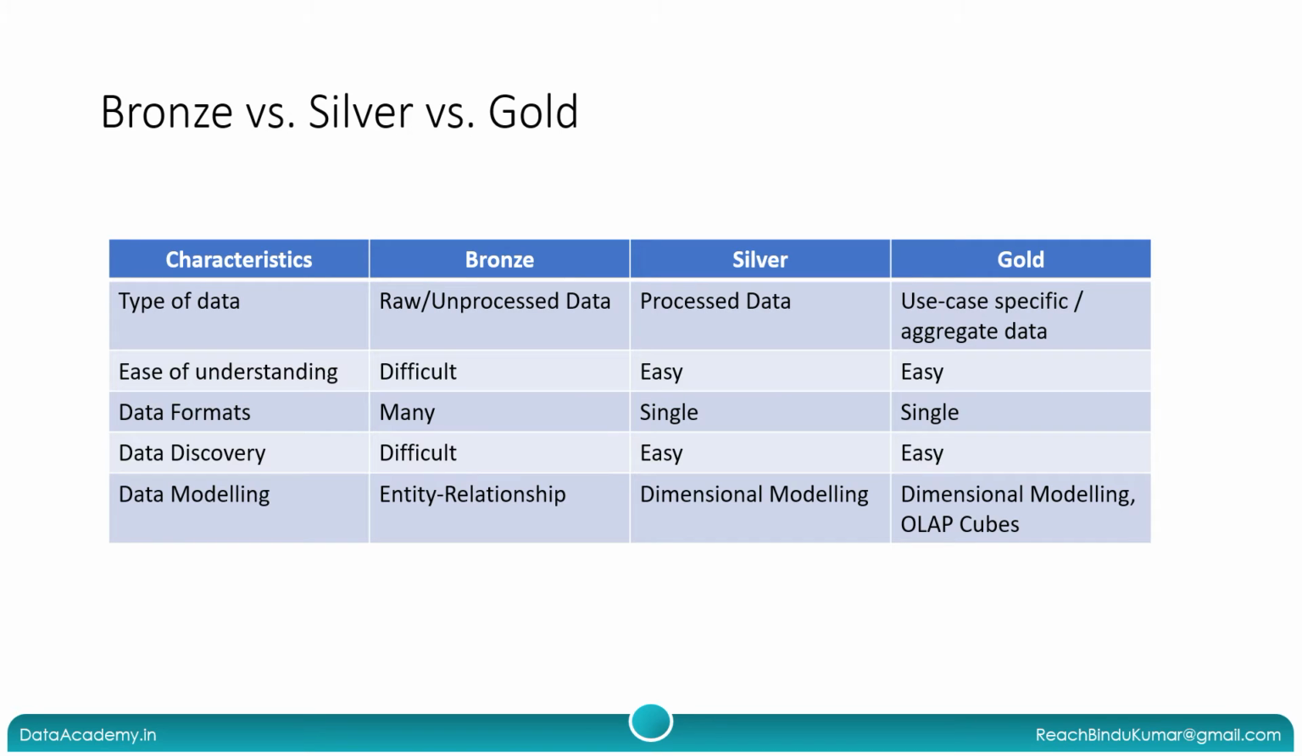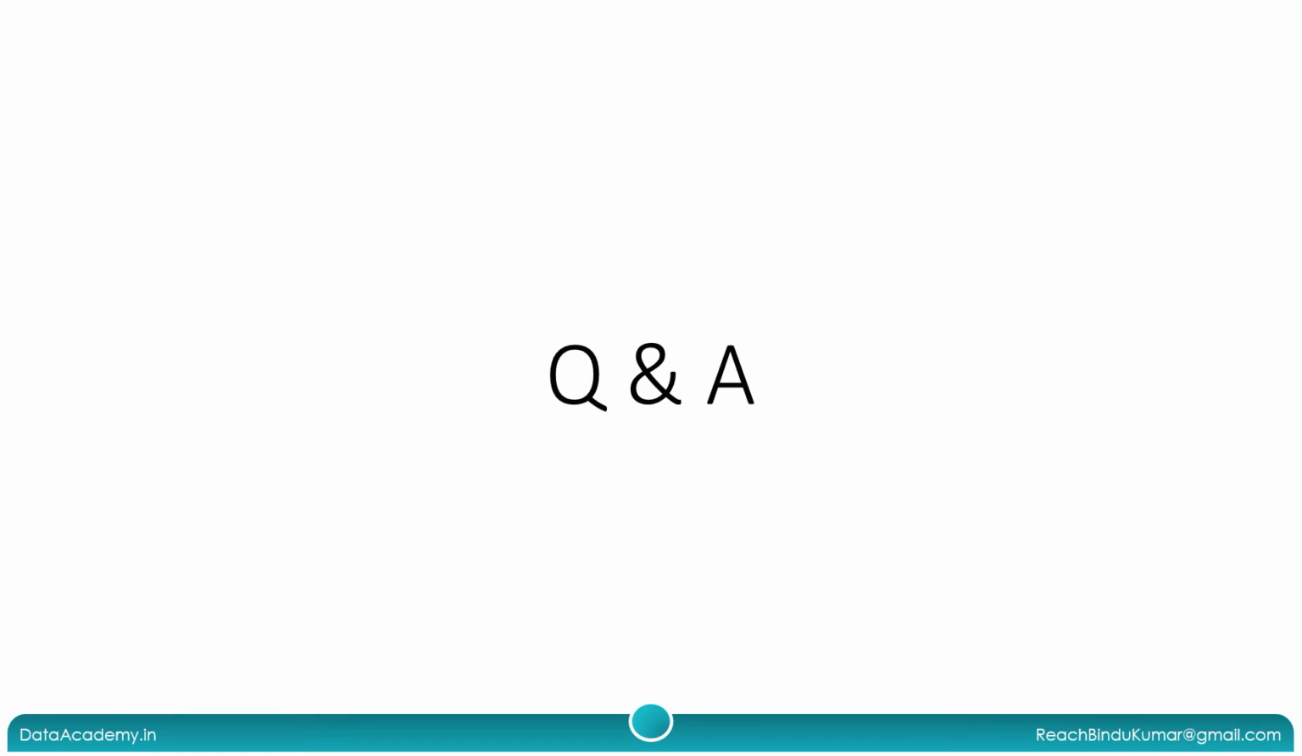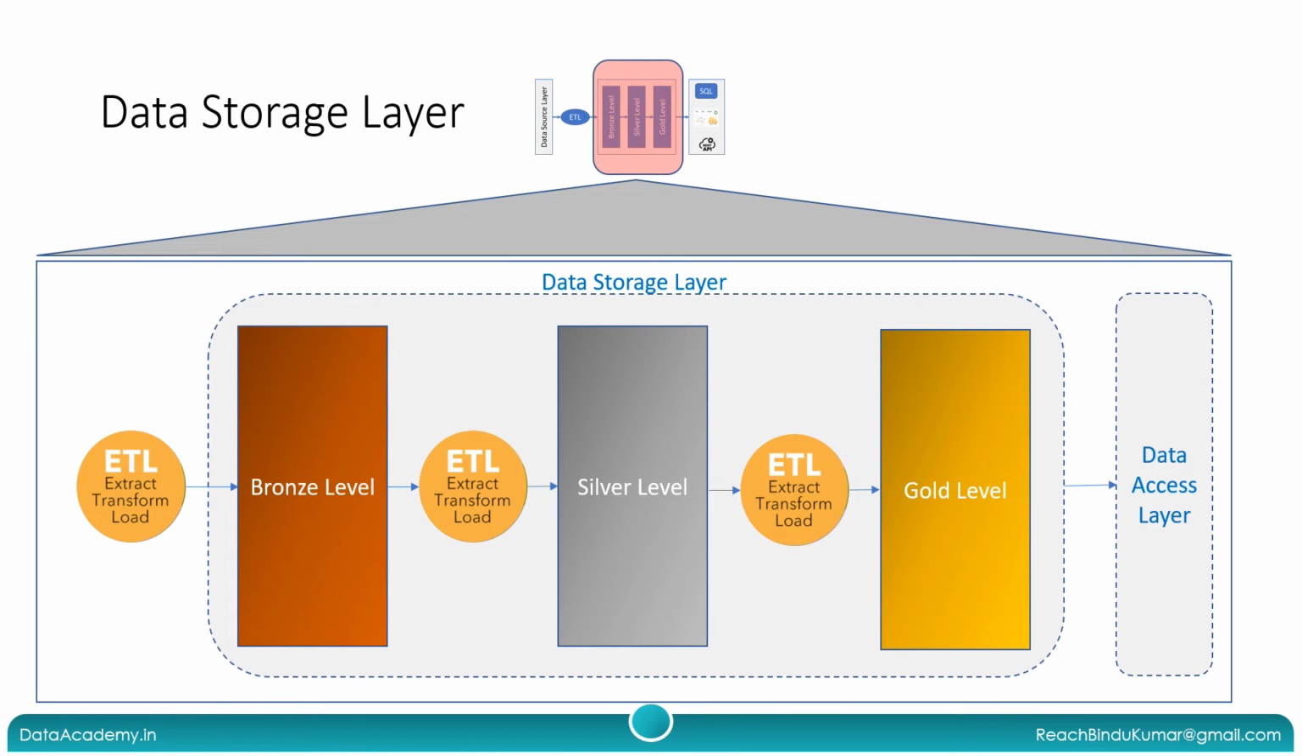Okay, so these are just two different flavors of data storage. We have looked at staging and reporting, and we have also looked at the bronze, silver, and gold level. Any questions? I have one question. So bronze level we call it as staging and gold level we call it as reporting level. So what do we generally call the silver level?